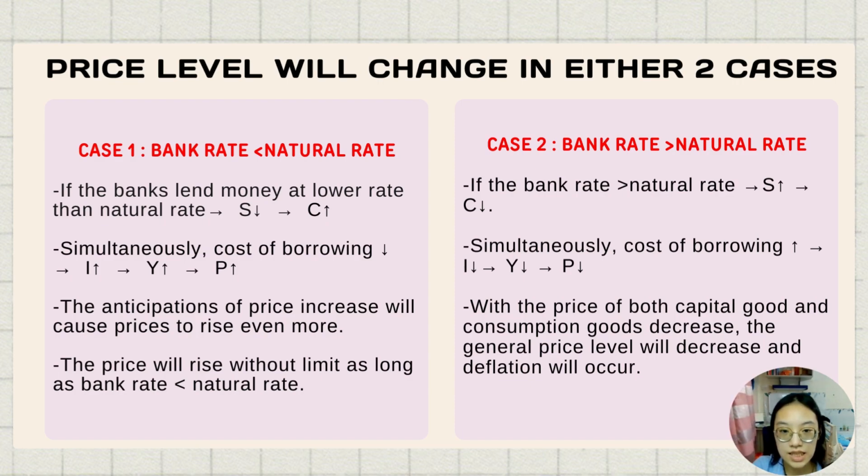The second situation is that the bank rate is greater than the natural rate. Conversely, if the bank rate of interest is above the natural rate, prices will fall. This is because saving will increase and thus investment spending will decline. The decline in investment spending will reduce the national income, which in turn will cause the prices of consumer goods to decline. With the prices of both capital and consumer goods falling, the general price level will obviously decline. That is, deflation will occur. Expecting further price declines, buyers will reduce their present expenditures even further, thus aggravating the deflation.